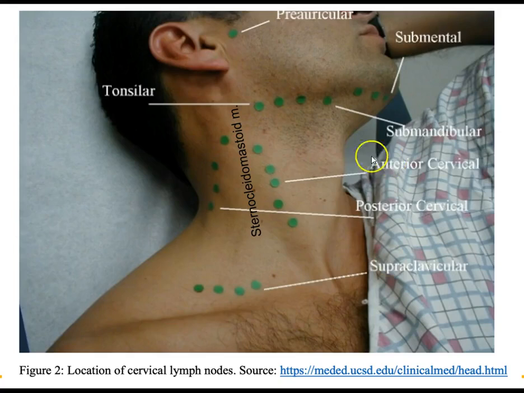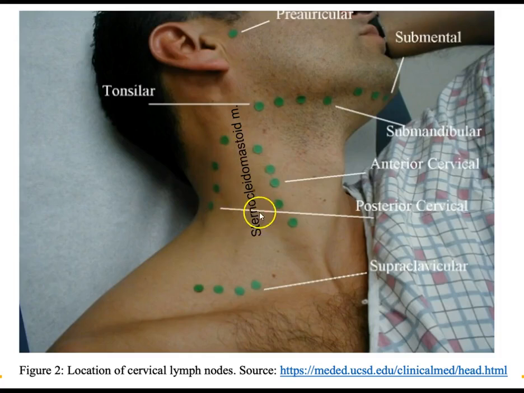Okay, so this is a look at the lymph nodes, the head and neck. So for example, here's your preauricular lymph nodes. Here's the submandibular lymph nodes, the submental lymph nodes. I want to draw your attention to the anterior cervical lymph nodes and the posterior cervical lymph nodes.